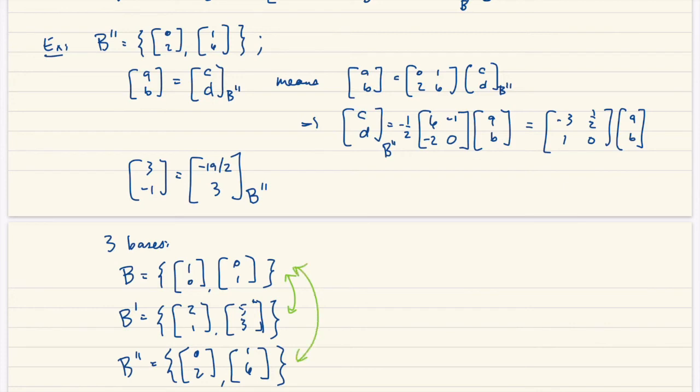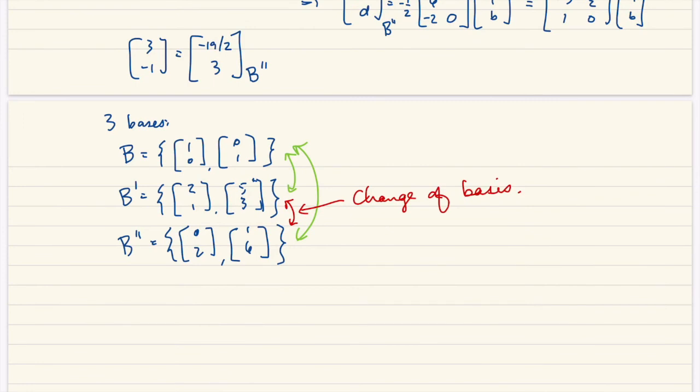Okay, and so we've talked about how we go back and forth between B and B prime and B double prime. But what I really want to talk about is what's called a change of basis formula. That's how you go between any two bases. The way I want to motivate this is that if I want to go from B prime to B double prime, I could go from B prime to B, and then from B to B double prime. Okay, and so that's the way that I really want to think about this.